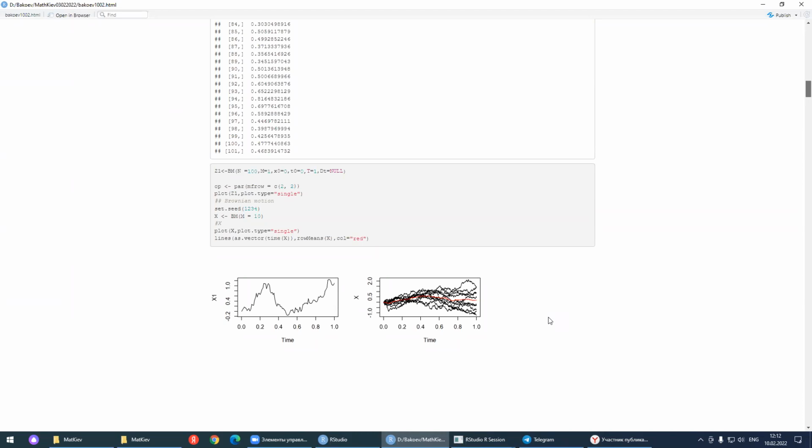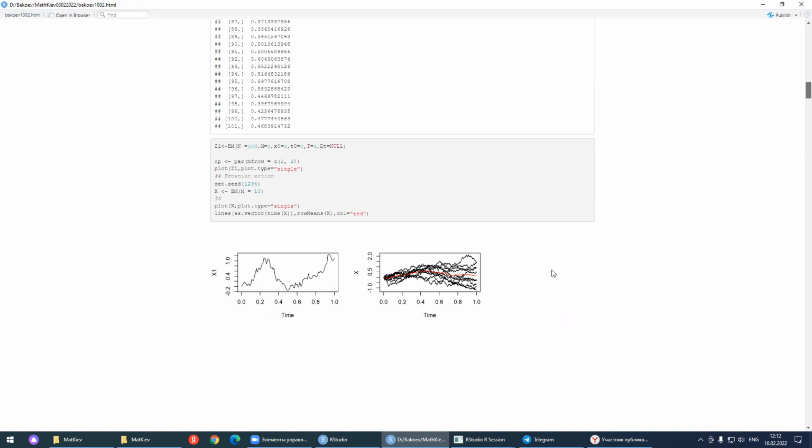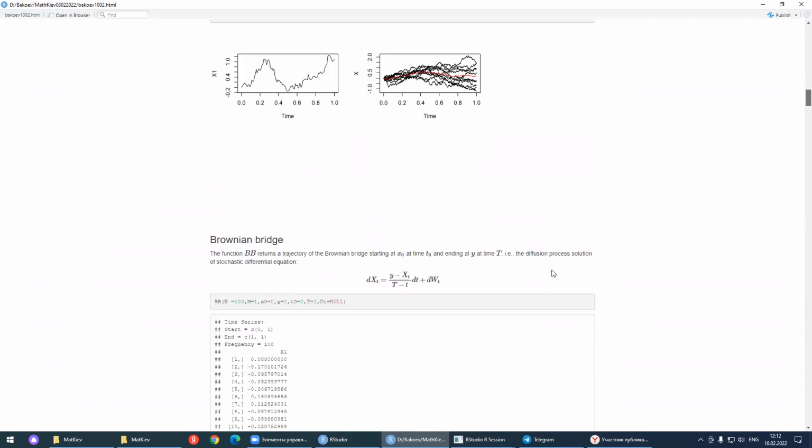May I continue? Okay. And next one, Brownian bridge. What's the Brownian bridge? The function BB returns the trajectory of Brownian bridge starting at x0 at time t0 and ending at y at time t. The diffusion process is the solution of the next stochastic differential equation.